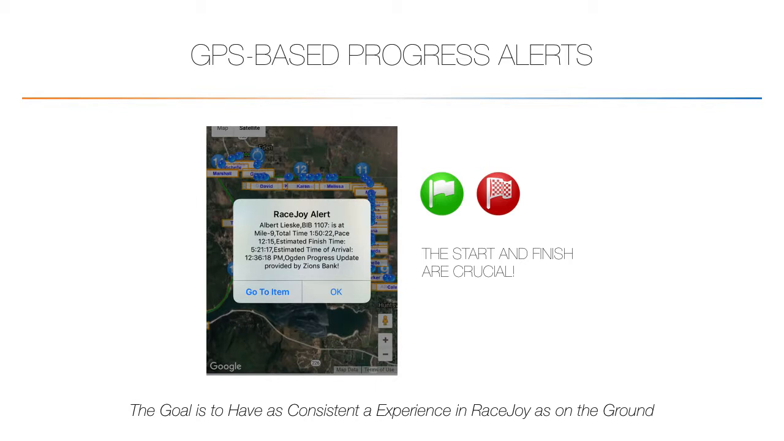So when we get feedback that RaceJoy is highly accurate, we like to tell them that actually the race provided a highly accurate course map. So our accuracy is dependent on your accuracy.